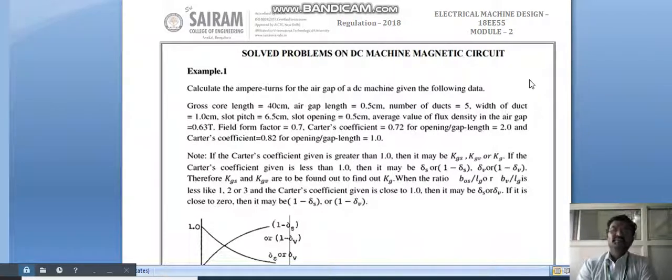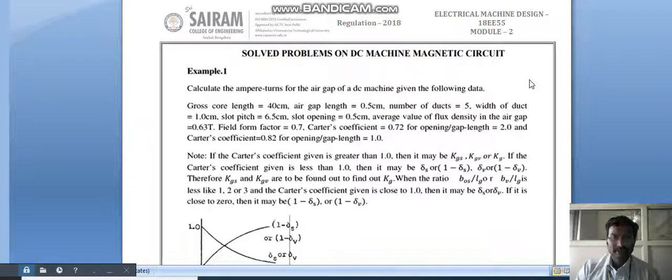Hi to all. In this video, we're going to see two more solved problems on DC machines. First one: calculate the ampere turns for the air gap of a DC machine given the following data.